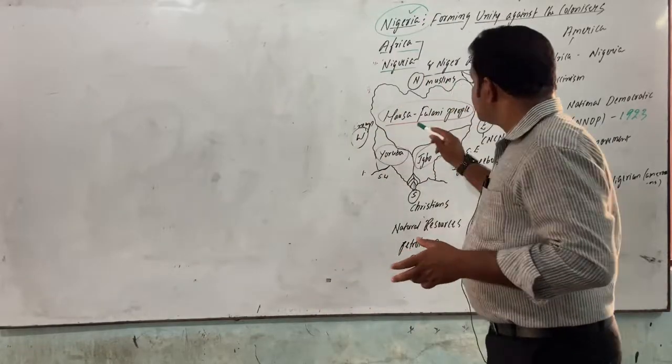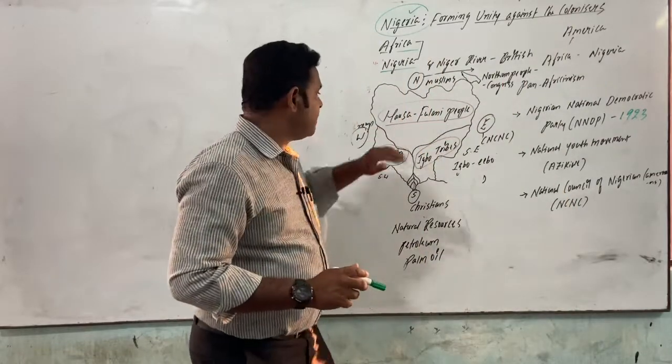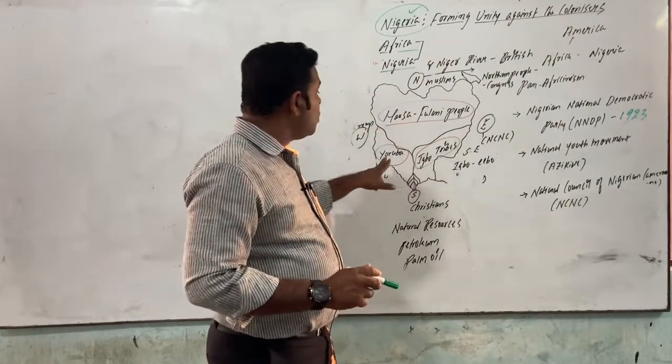So here there are three groups of people, which we call the Hausa-Fulani people, the Igbo tribes, and the Yoruba.